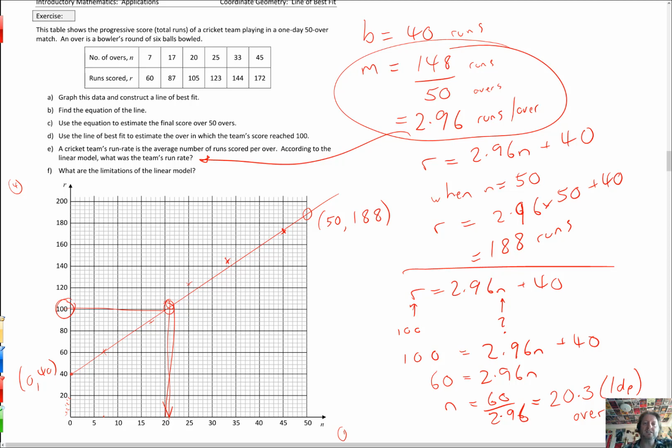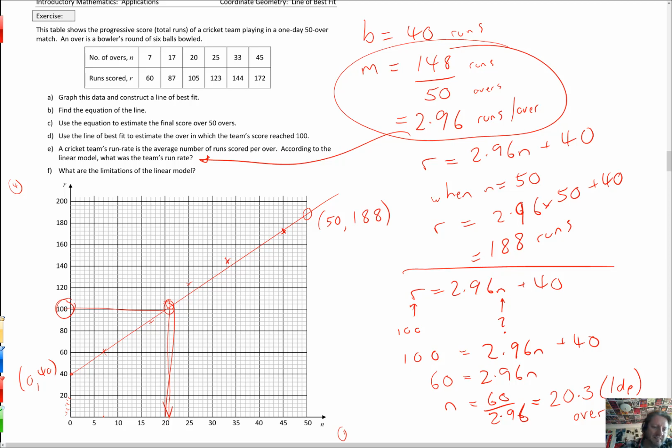What are the limitations of the linear model? Well, I would say that beyond 50 overs, I'm not going to use this linear model, this equation, to predict 60 overs, 70 overs, because maybe they get tired. Maybe they don't go as fast a rate. You've also got to be careful.